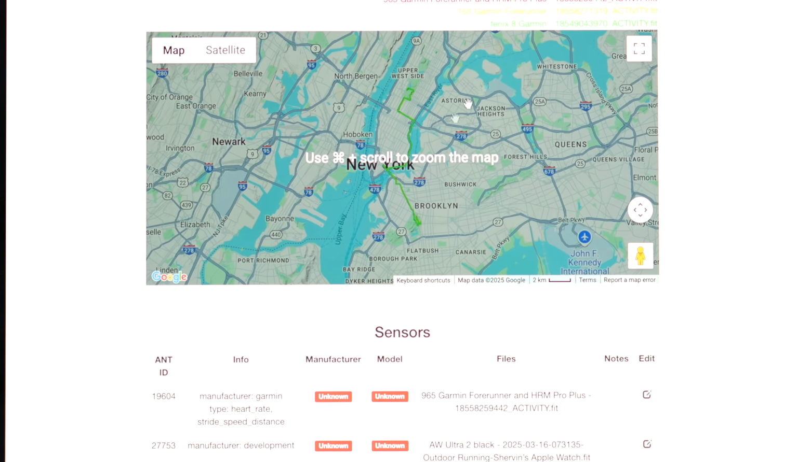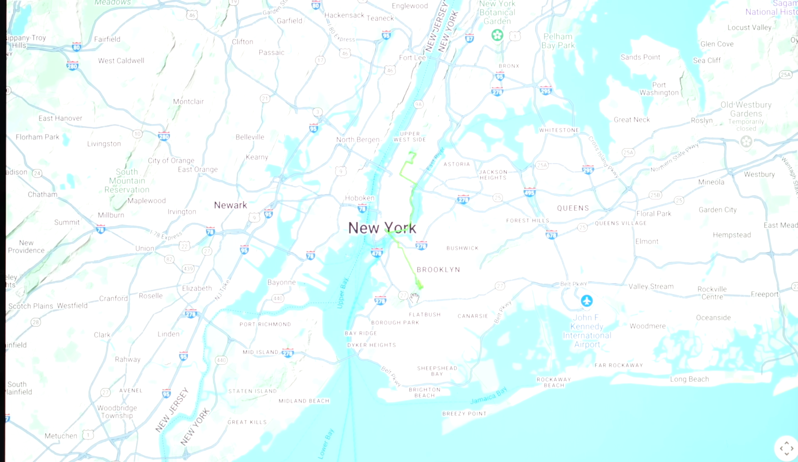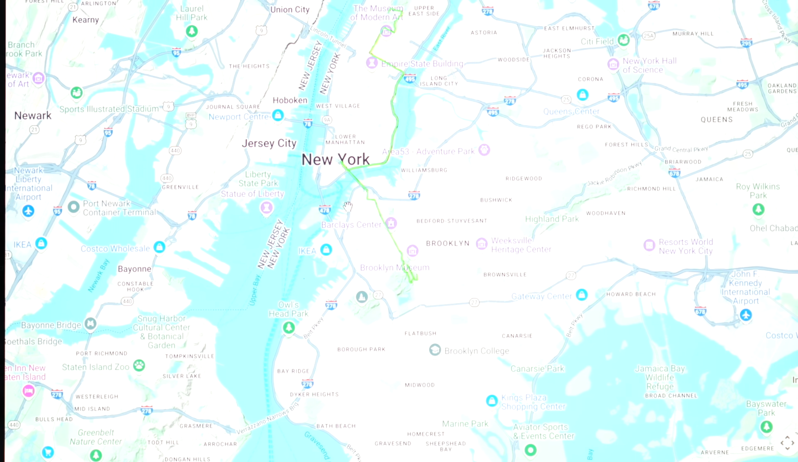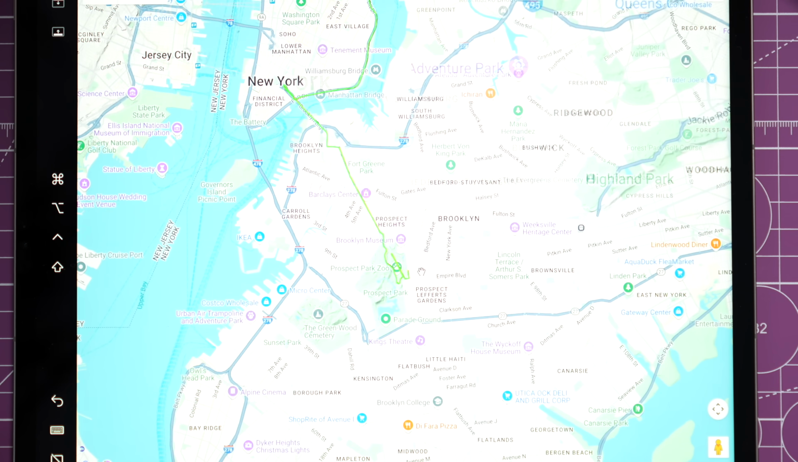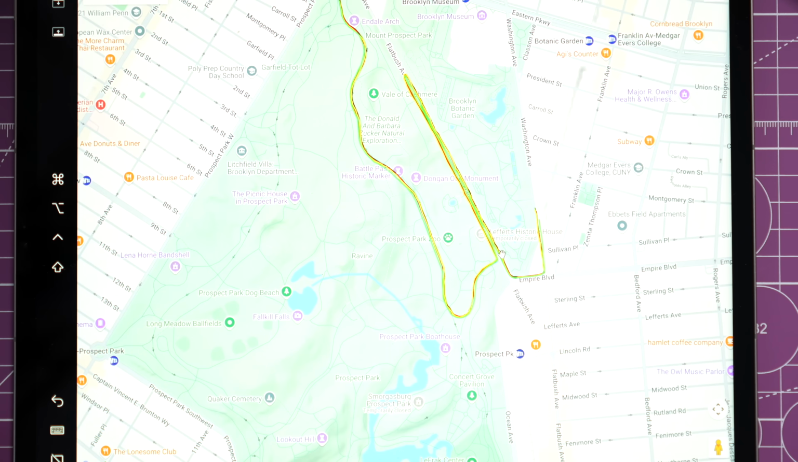And now let's dive into the maps, the actual data on the course. How close did it match up to the information that we wanted? So here we are with the maps. This is the New York City Half Marathon. It starts in Brooklyn near Prospect Park and then goes into Central Park. This is the start line.